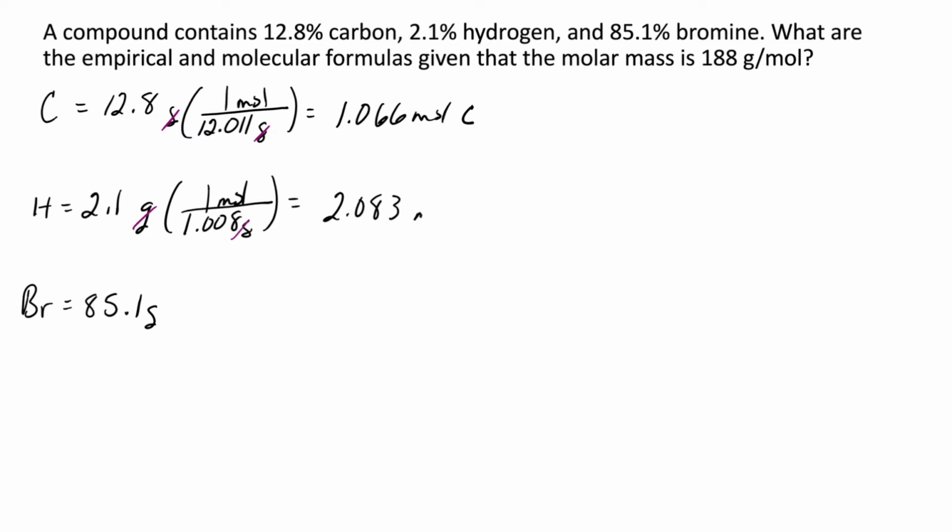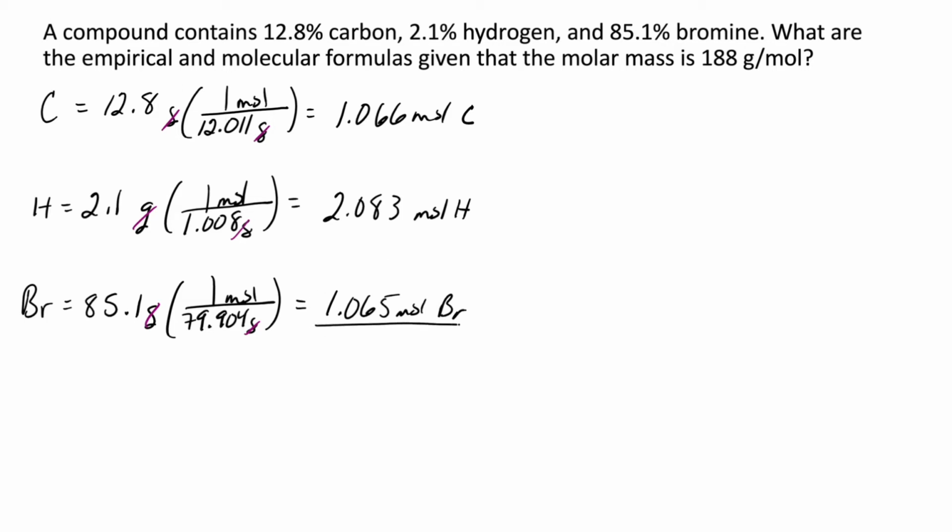2.083 moles of hydrogen. And for bromine, there are 79.904 grams in every 1 mole. Canceling out grams, leaving moles, we have 1.065 moles of bromine. The next step is to determine which of these has the least amount of moles, and then we're going to divide each of these answers by the one that has the least amount of moles.